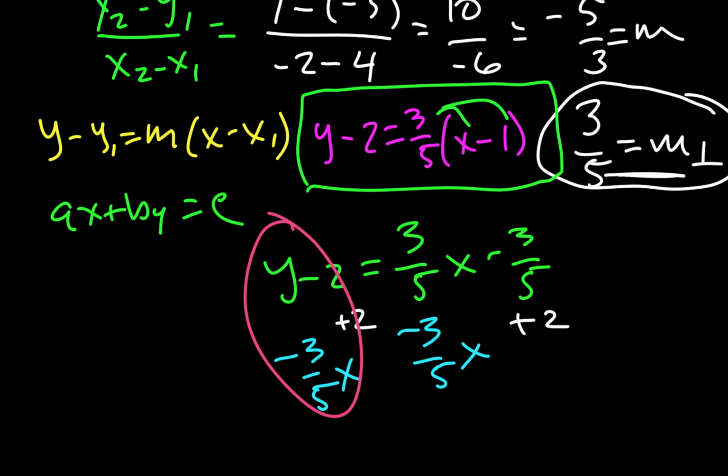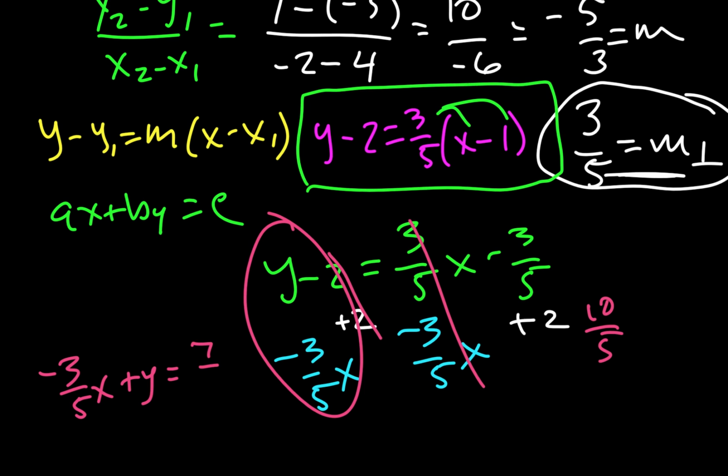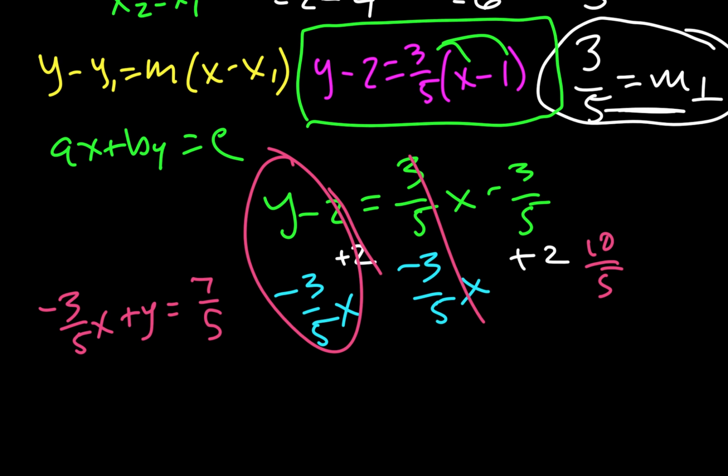So this stuff is what we have here. So negative 3/5 x plus y. Those cancel. Those cancel. And this, we're going to think of the 2 as a 10/5, so we have a common denominator, which leaves a 7/5 right here. In general form, 2 things: we can't have fractions for coefficients, so this doesn't work, and we don't want to have negative.